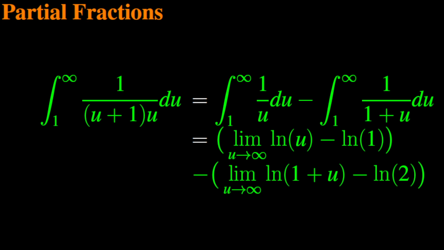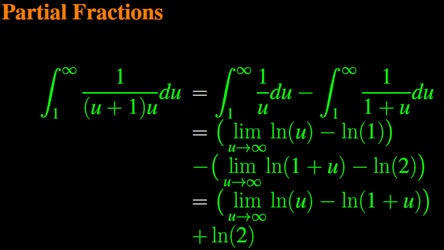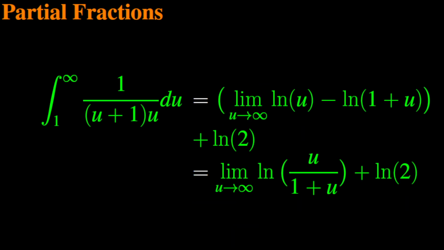Therefore, the integral from 1 to infinity of 1 over u times u plus 1 du is equal to the limit as u goes to infinity of the natural log of u, minus the natural log of 1, minus the limit as u goes to infinity of the natural log of 1 plus u, minus the natural log of 2. This can be simplified as the limit as u goes to infinity of the natural log of u minus the natural log of 1 plus u, plus the natural log of 2. This can be further simplified as the limit as u goes to infinity of the natural log of the fraction u over 1 plus u, plus the natural log of 2.